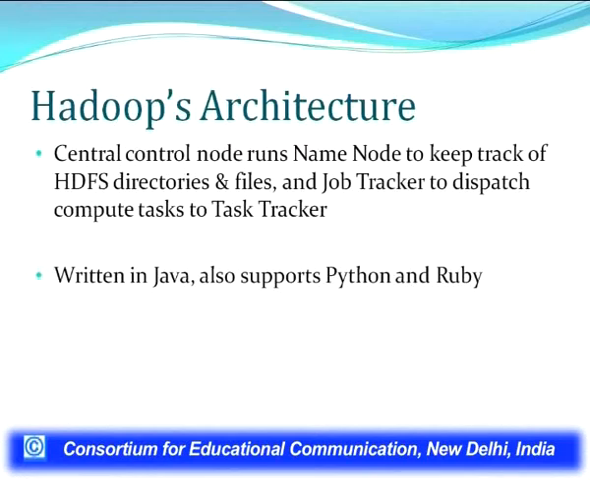Here, as we have just seen, the name node keeps HDFS directories and files, and the job tracker dispatches compute tasks to the task tracker, so that data processing becomes very fast and data can be handled easily. The software, which is written in Java, also supports Python and Ruby. As we mentioned, it's open source software which can be easily downloaded and customized according to the requirement.